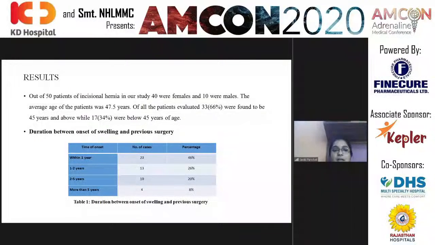As a result, out of 50 patients of incisional hernia, 40 were female and 10 were male. Average age of presentation is 47.5 years, with 66% being more than or equal to 45 years, and 34% less than 45 years. Regarding duration between onset of swelling and previous surgery, 46% of patients presented within 1 year of previous surgeries.